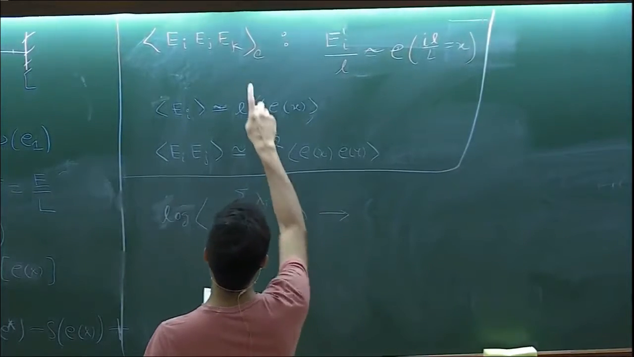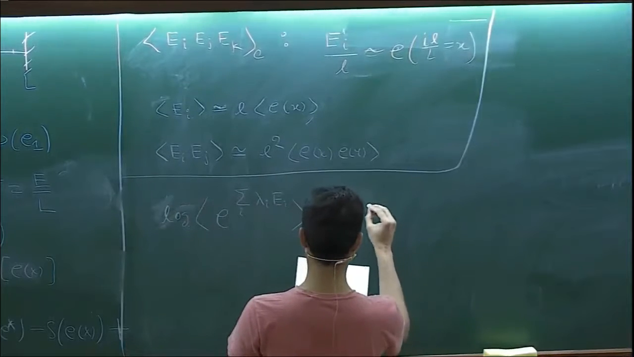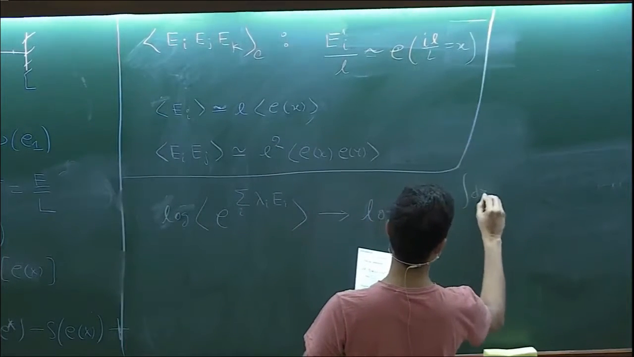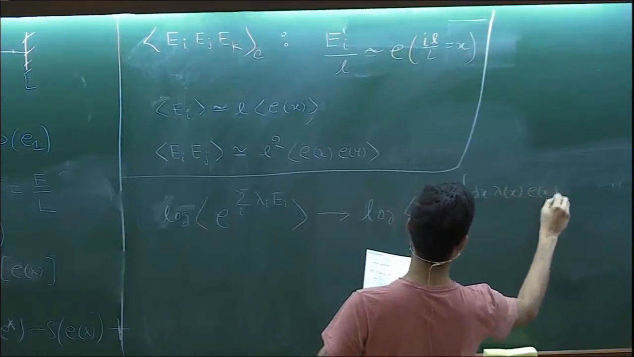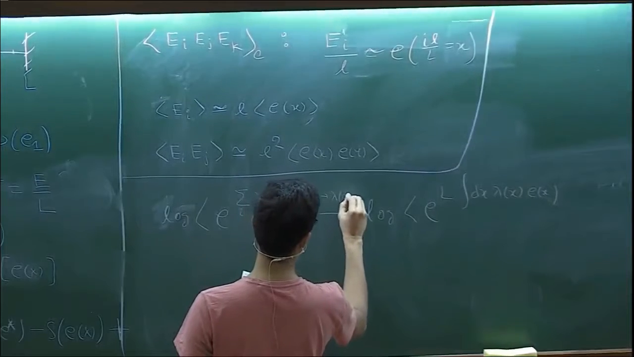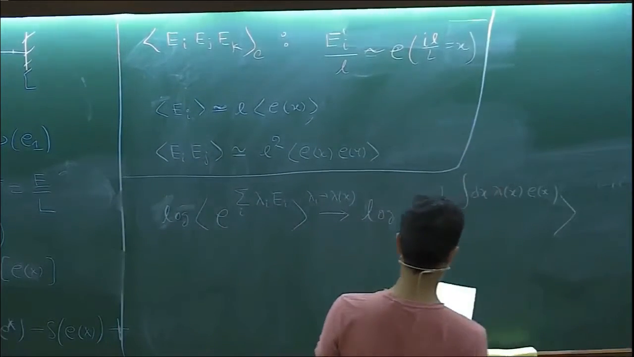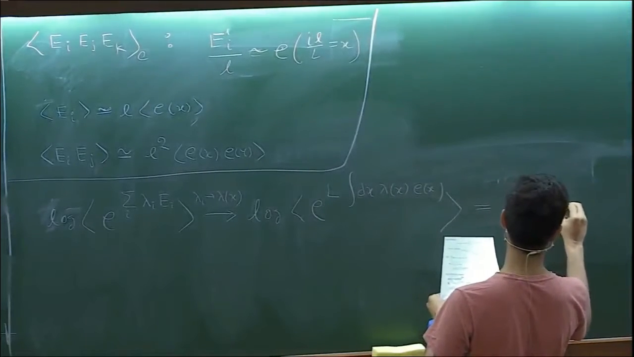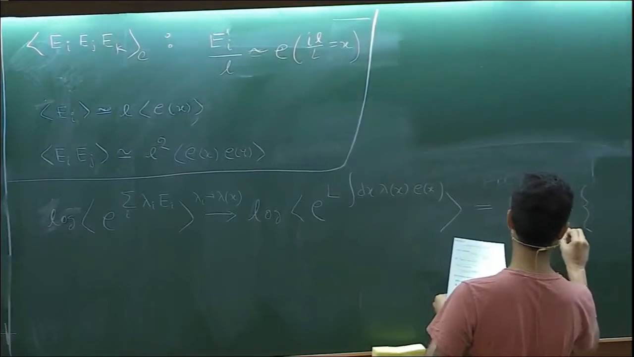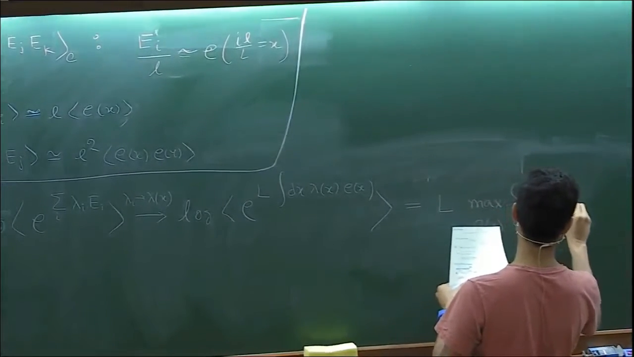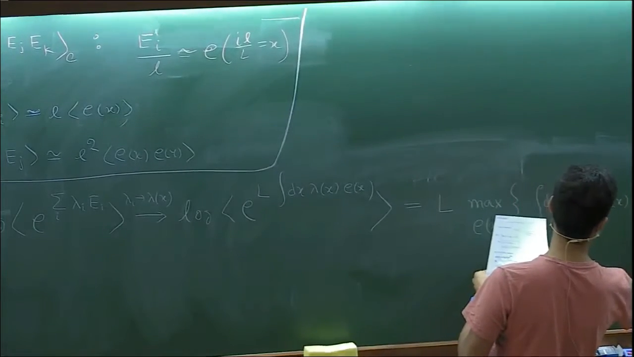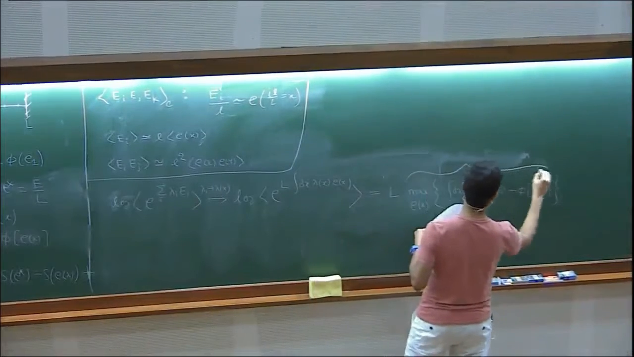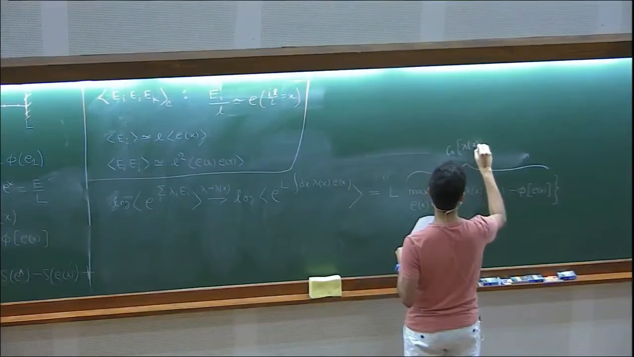Now this, if I write down in terms of the scale variable, would simply be log of the integral over capital L dx lambda x e of x, where I just define lambda i going to lambda of x. And then from here, you could very simply, as before, show that this is L times maximum over an energy profile of the integral dx lambda x minus phi of e of x. And this, as before, we'll call the scaled cumulant generating functional now.